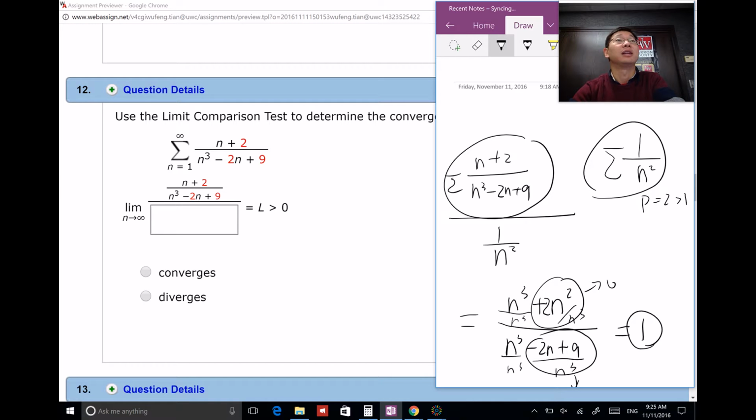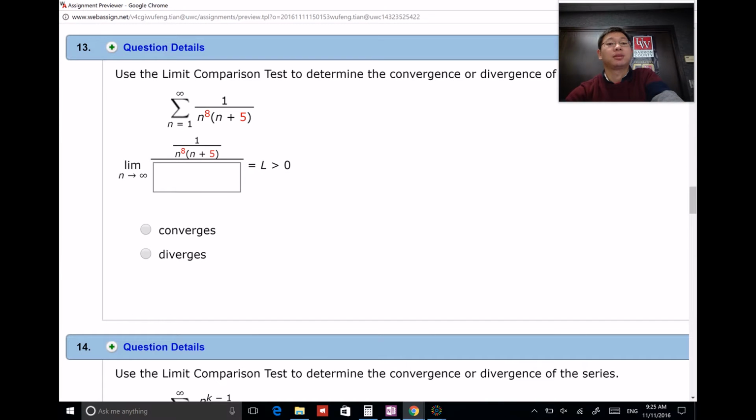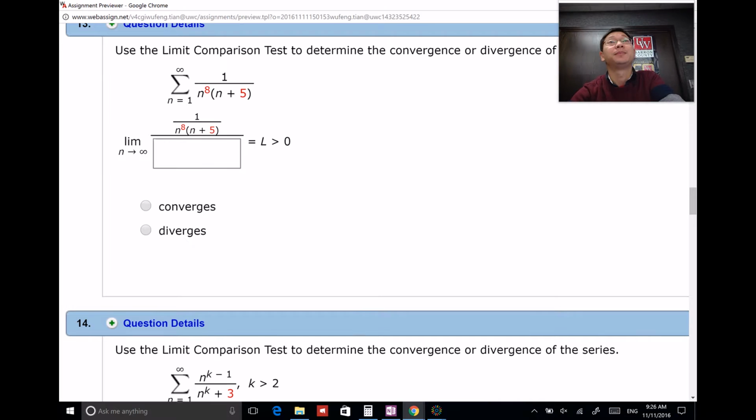Does that make sense, Lacey? Yeah, it does. Okay, very good. Okay, number 13. I will ask a student to help me with this one. Travis, could you please tell me if this one converges or diverges?